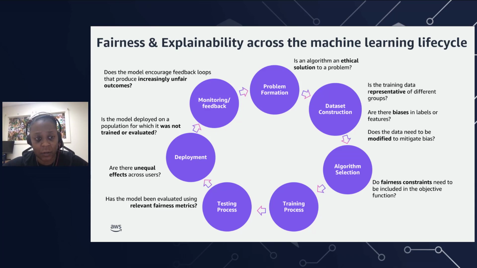Are there unequal effects across different users? So think not just about the customer that you're selling the service or the product to, but also consider the end user, who are not always the same person. Now, is this model deployed on a population for which it was not trained or evaluated? Also, remember, does the model encourage feedback loops that produce increasingly unfair outcomes? Whatever solution you have in software, whether it's a simple mobile app or a web application, as a good producer of technology, you want to continuously monitor the feedback that's coming from that. And again, this goes in a circle continuously. It's an iterative life cycle.